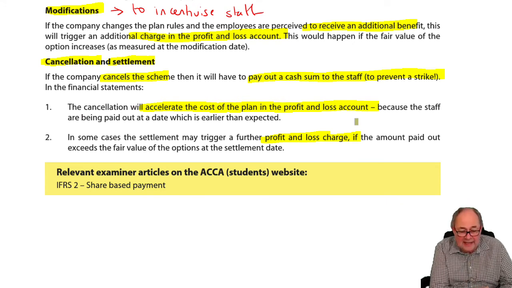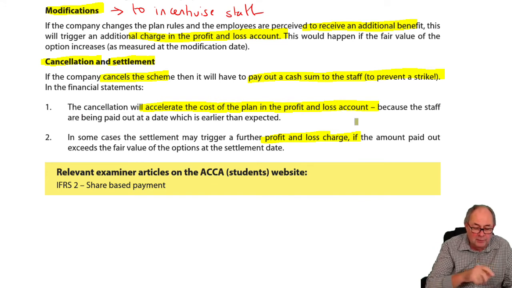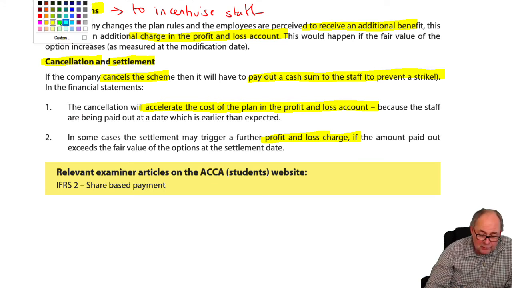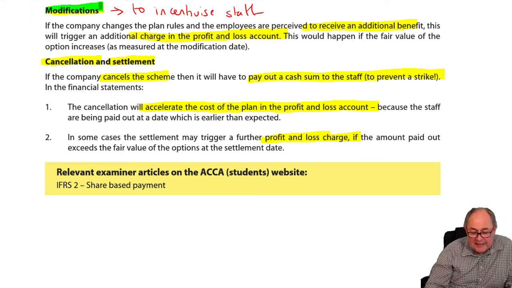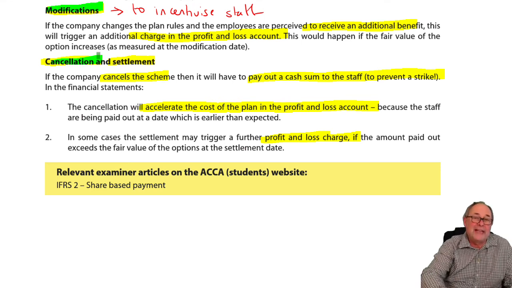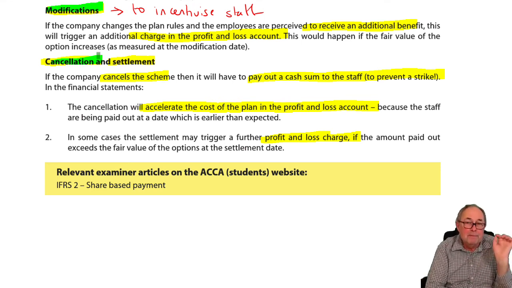What we're saying then is that if in some way, looking back at this jargon we've been looking at, if you look at the 2 green words, if you modify or cancel the scheme, there may well be additional charges in the profit and loss which would reduce reported earnings. And that's as far as I'd want to take this with you at the moment.